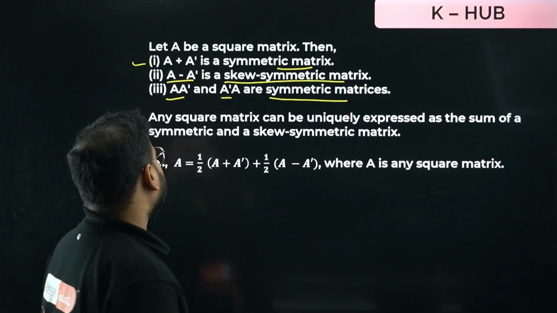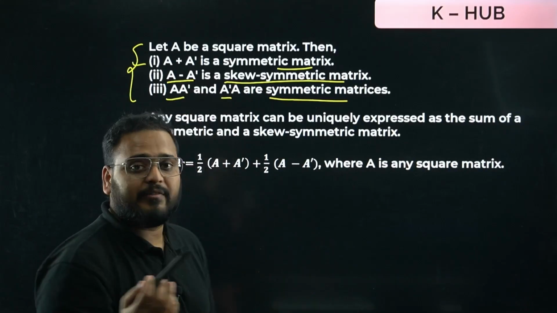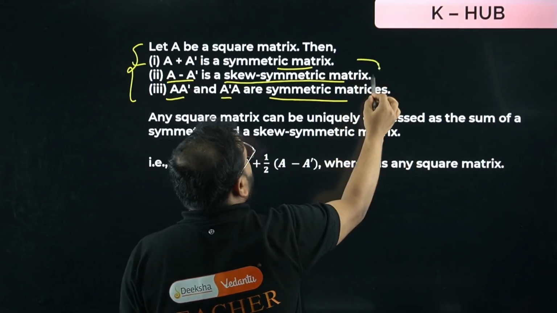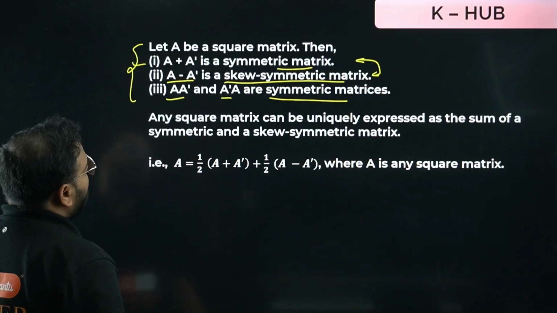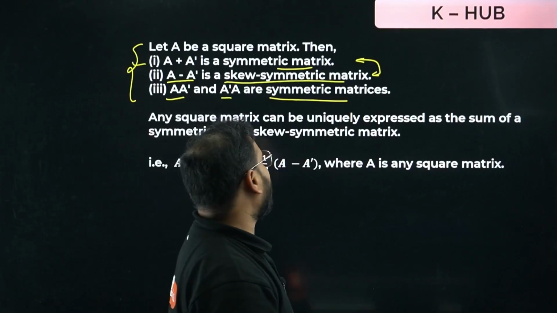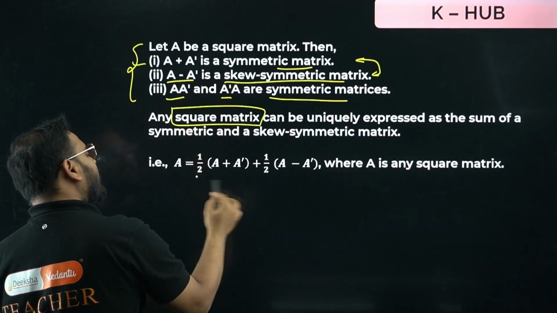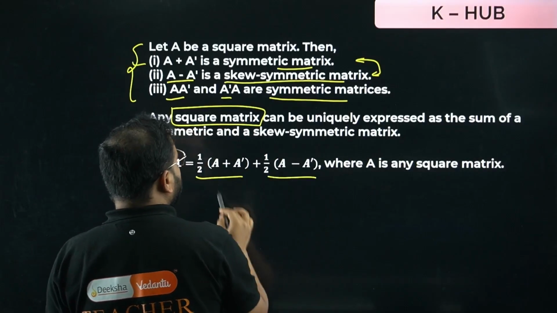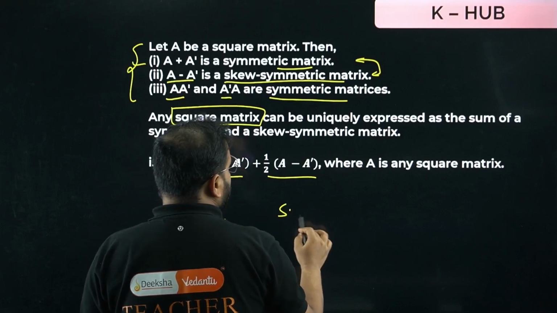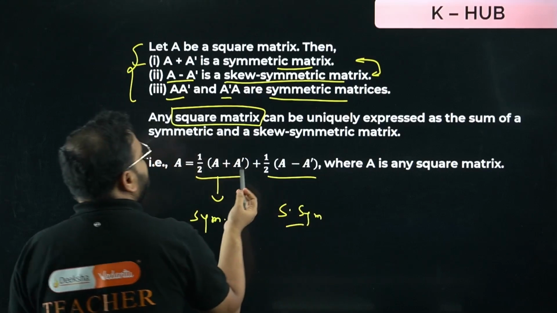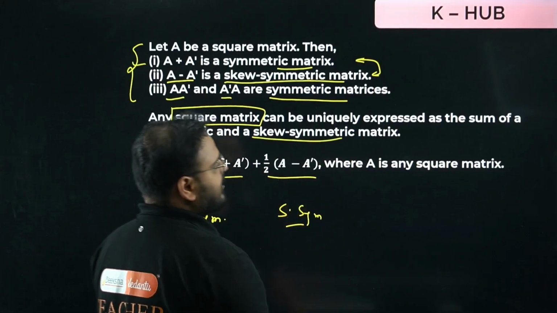Okay, please check. These are very important things to know. You're going to use this in questions, and even in boards it is very relevant. They asked one question on this for 5 marks, I think. Any square matrix A can be uniquely expressed as the sum of half of A plus A dash and half of A minus A dash. This is your symmetric part, and this is the skew symmetric part. You'll have a symmetric and a skew symmetric part.